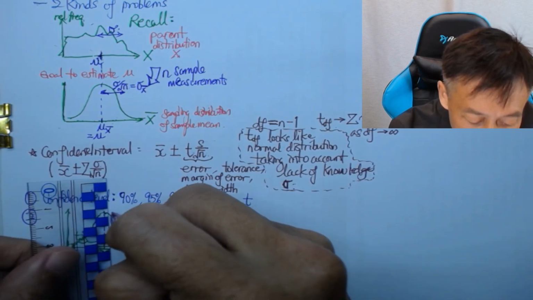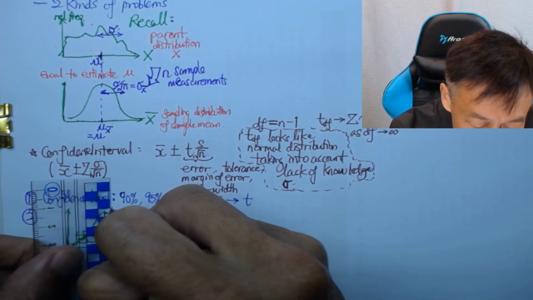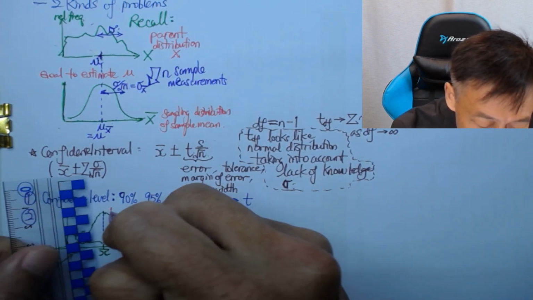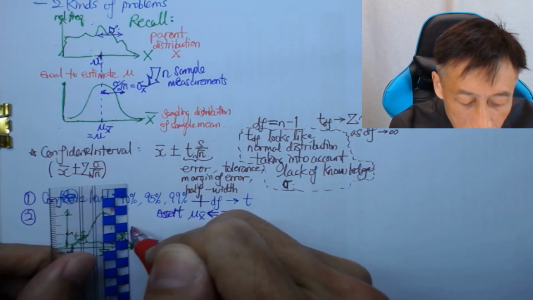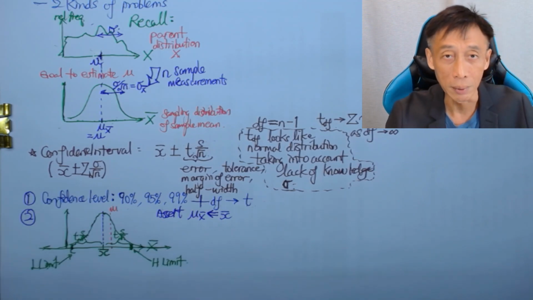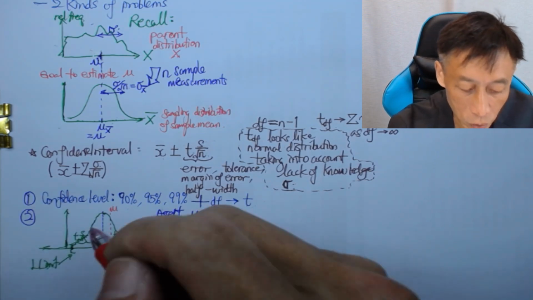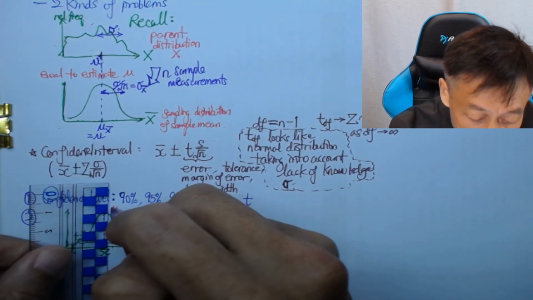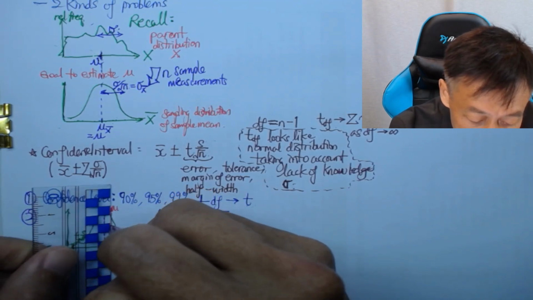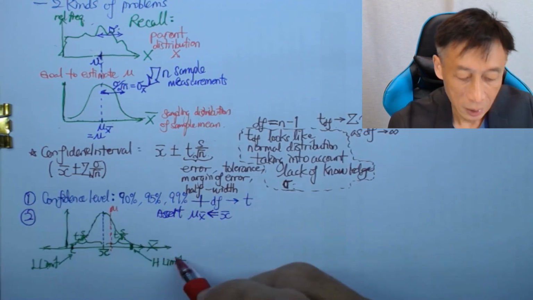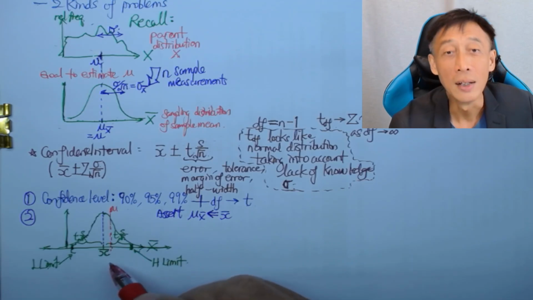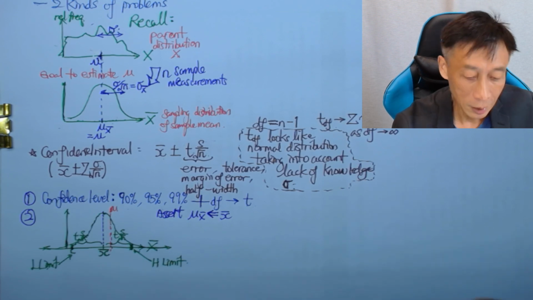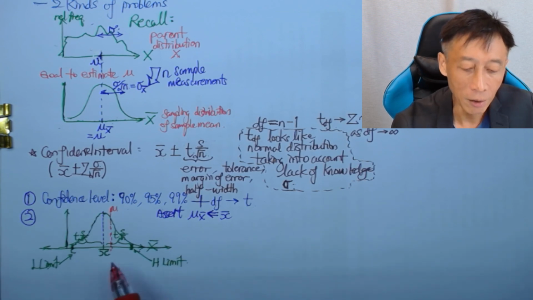So actually, mu is here. Or mu could be here, or here, or here. I won't mess up the diagram, but just so you know, mu can be somewhere along the x bar axis, but we don't know where. We're just going to think that mu is equal to our x bar plus minus an error bound.